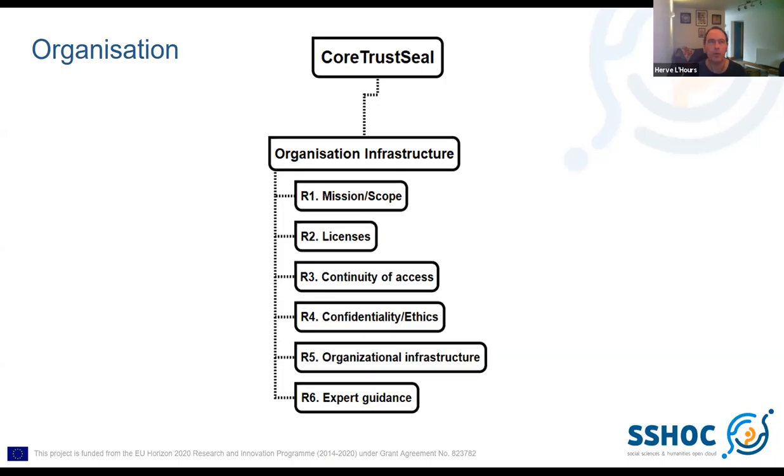I'm just going to briefly go through these in case it triggers any questions. In terms of organizational infrastructure, we need to know your mission and scope covers the role, that you're doing decent rights management through licenses, continuity of access as an organization, disaster recovery, business continuity, succession planning, confidentiality and ethics, including having a decent legal framework, your governance structure, your organizational infrastructure there, seeking external expert guidance.